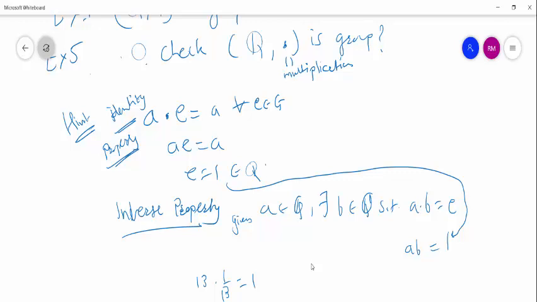In the first observation we feel that for every element, even negative also, minus 13, the inverse of minus 13 under the binary operation multiplication is 1 upon minus 13. So each and every element has an inverse. Such a thing we may feel, but this is not true. There exists an element 0. Suppose we take A equal to 0, because 0 is also in Q.